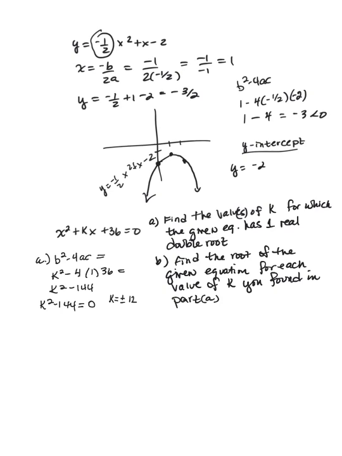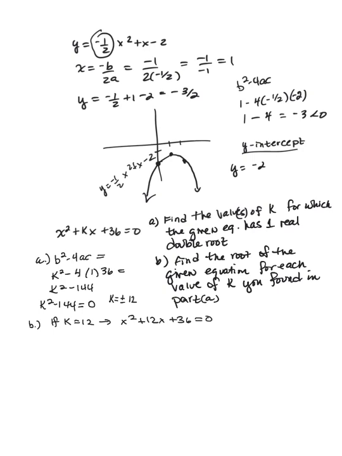Okay, anyway. So I set k squared minus 144 equal to 0. So these values of k are the values of k for which the given equation will have a real double root, because I just made the discriminant 0, right? All right, now let's follow this through. So if k is 12, I'm going to sub back into the equation. I get x squared plus 12x plus 36 equals 0.